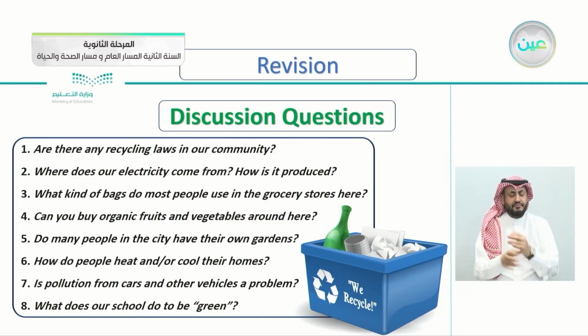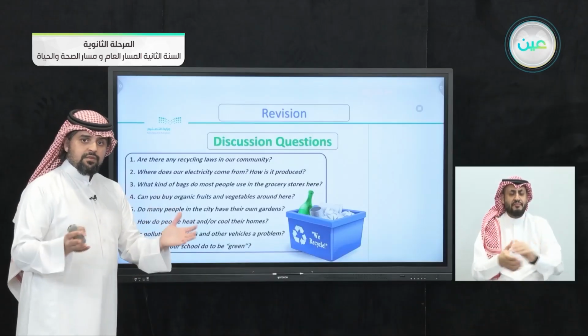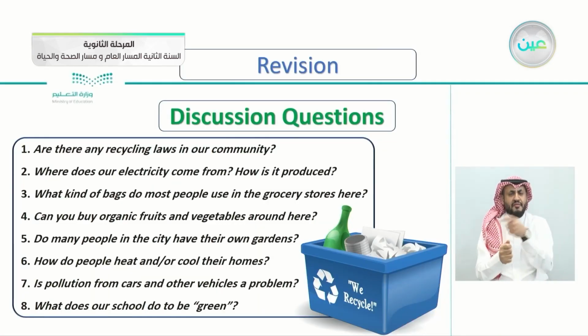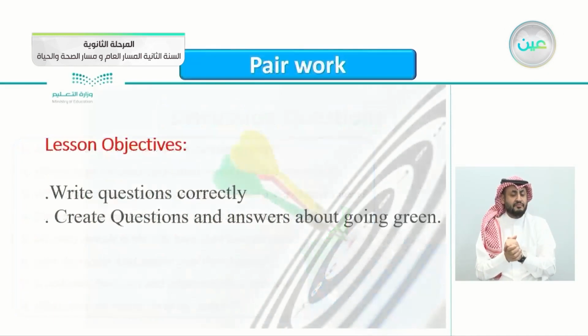Number 6, how do people heat or cool their homes? How do you heat or cool your house? Of course, using air conditioners, or in the winter we use the heater, or maybe firewood. Number 7, is pollution from cars and other vehicles a problem? The pollution that comes from cars and other vehicles, is it a problem? Of course, yes, it is a problem. What does your school do? What does our school do to be green? So your school, what approaches did your school take to be green? Of course, this is all in the previous lesson.